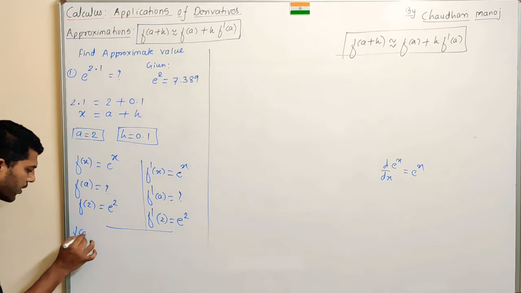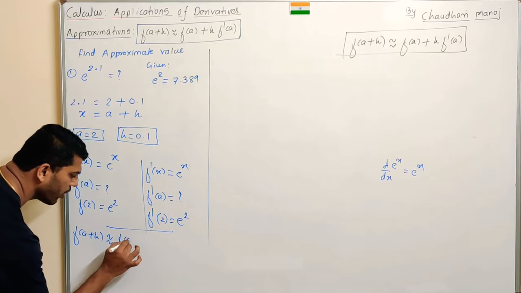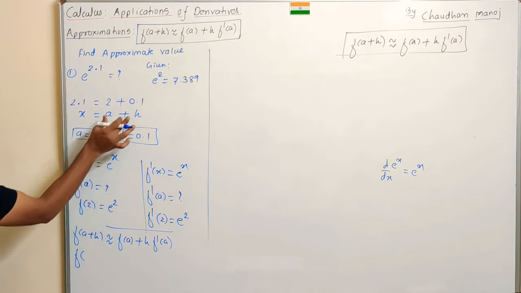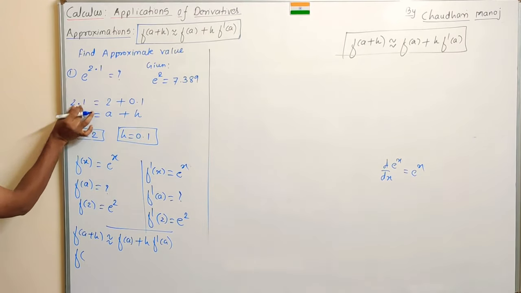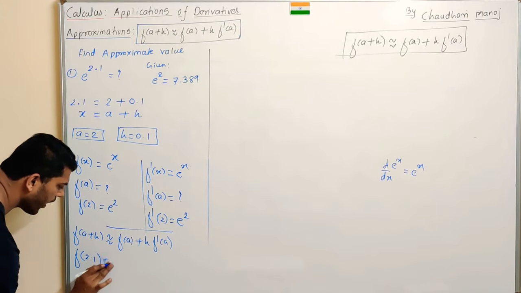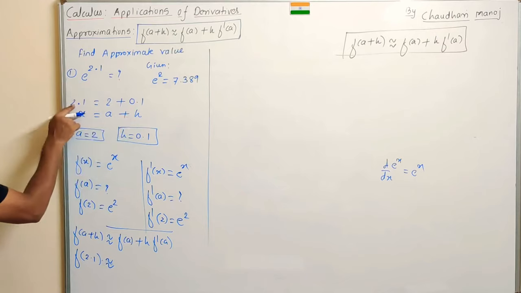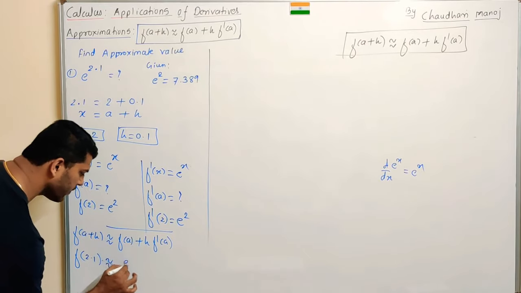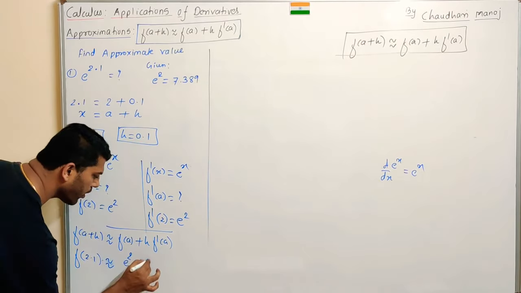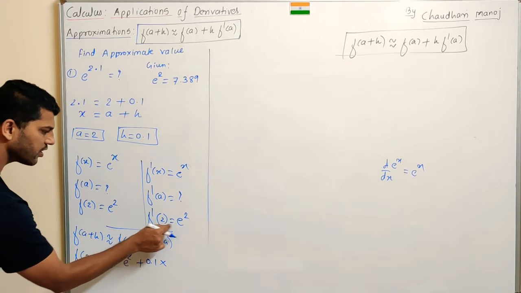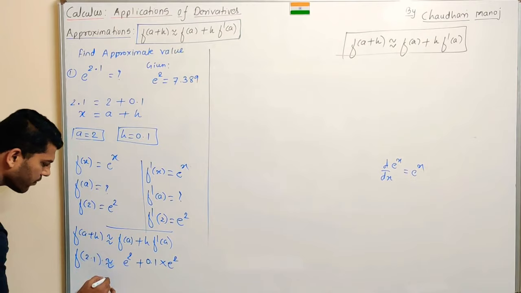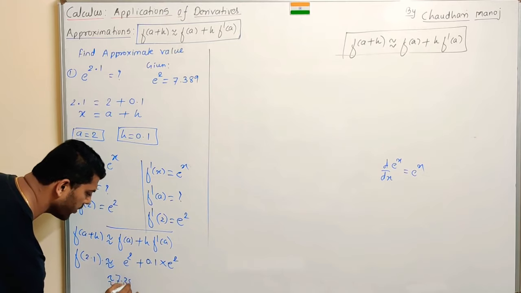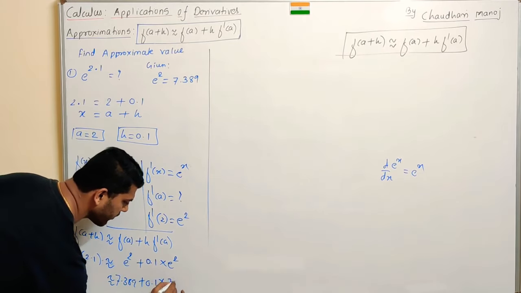So f of a plus h is approximately equal to f of a plus h into f dash of a. Friends, what is a plus h? A plus h is nothing but x, which is 2.1. So here I substituted the a plus h value as 2.1. What is f of a? F of a is nothing but this e square. What is h? H is nothing but this 0.1, and this f dash of a is nothing but e square again. So please substitute the value of e square, which is given here: 7.389, plus 0.1 times, once again, 7.389.